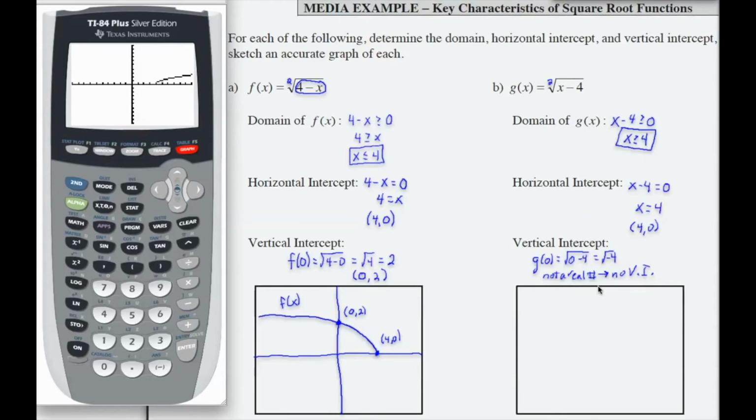So I can see that I have a different kind of shape from the first graph. Let me draw my vertical and horizontal axes here. It's going to start at the same horizontal intercept as before, but then the graph is going to go off to the right. This is (4, 0), and notice that it does not cross the vertical axis.